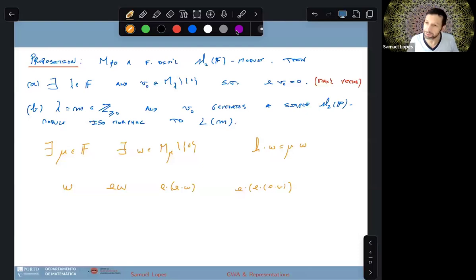Okay, so I start looking at these vectors, and what do I know? Well, this w is an eigenvector with eigenvalue mu. I just proved that this is an eigenvector with eigenvalue mu plus 2. This has eigenvalue mu plus 4. This has eigenvalue mu plus 6, and so forth. My field has characteristic 0.